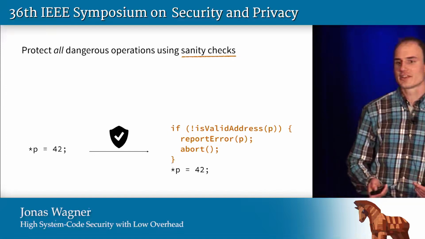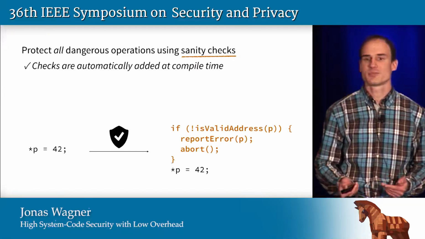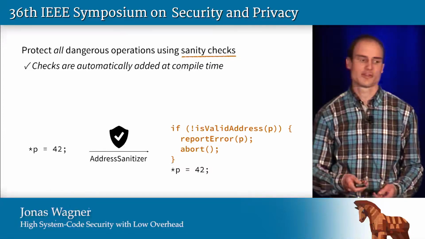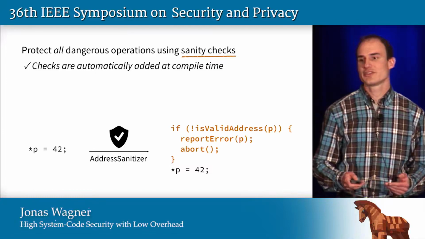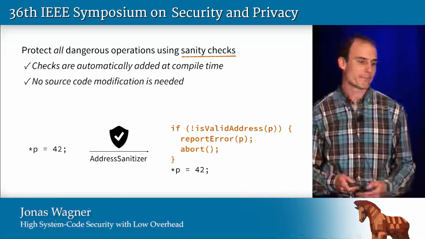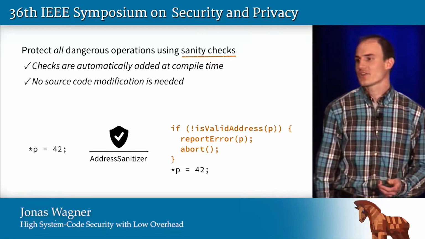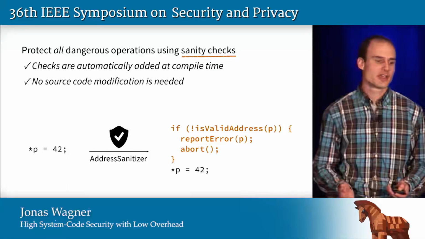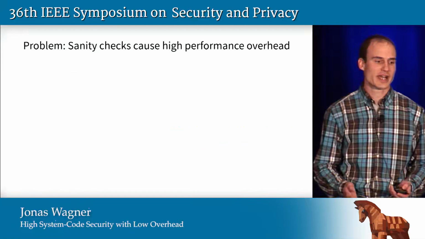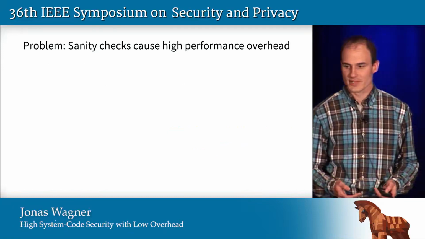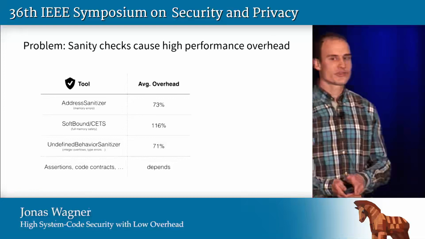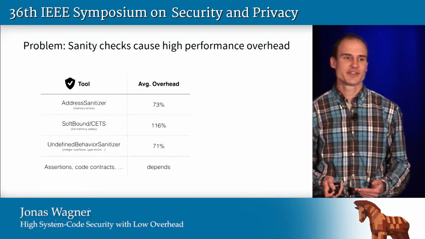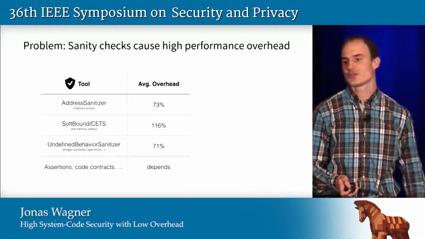Now, we like sanity checks because they can be added automatically at compilation time. There are a number of good tools like Address Sanitizer that would generate checks like you see on the screen. And they also don't need the source code to be modified in any way. There's just one issue with sanity checks, which is that our system code is very performance sensitive. So people usually are not willing to pay a high overhead for these checks. The table here shows a number of popular tools to generate sanity checks together with their overhead. And you can see that they all add 70% or more to the runtime of your software.